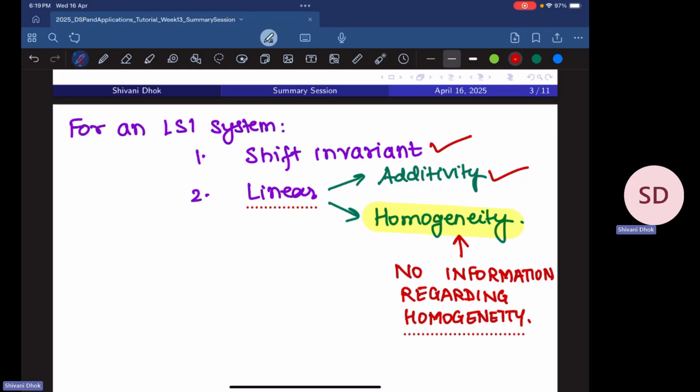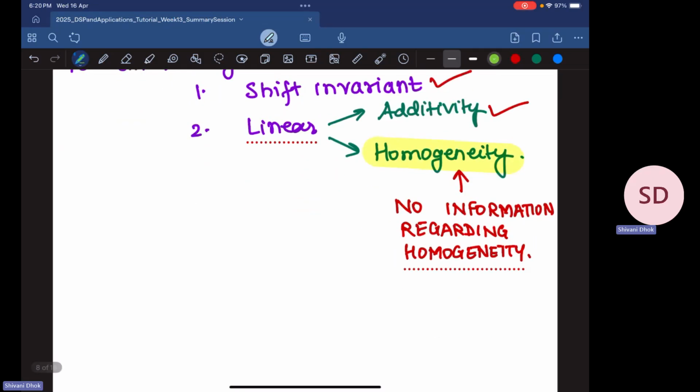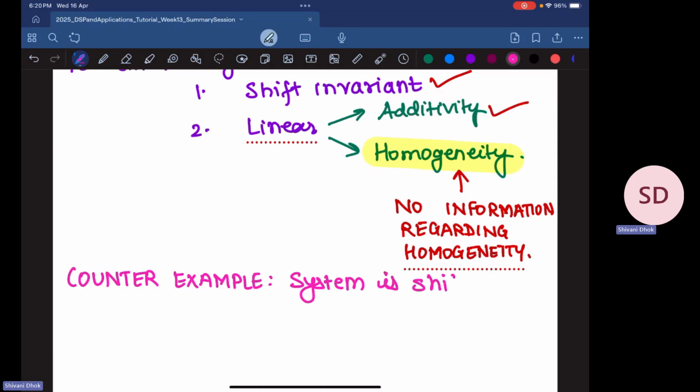Now the thing is, we know that additivity is being satisfied and we know that it is a shift invariant system. So can we produce a counter example where the system is shift invariant, it is additive, but it is not homogeneous? So let us try to cook up that example. What we will look at now is a counter example where the system is shift invariant, additive, but not homogeneous.